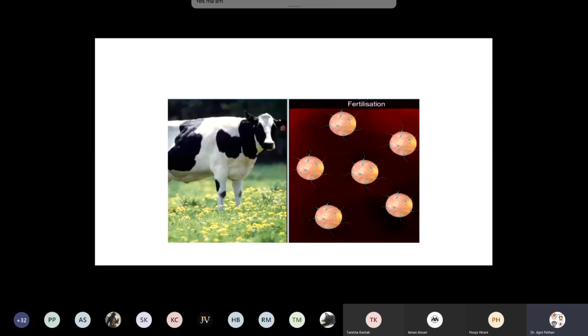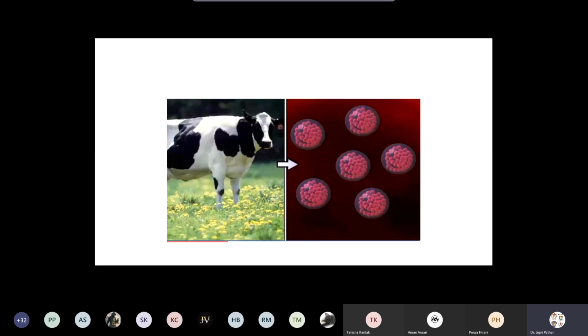Then after the fertilization, there is a division of cells, the 6 to 32 cell stage inside the female. After the cleavage comes the surrogate mother, the transfer of this embryo into the surrogate.